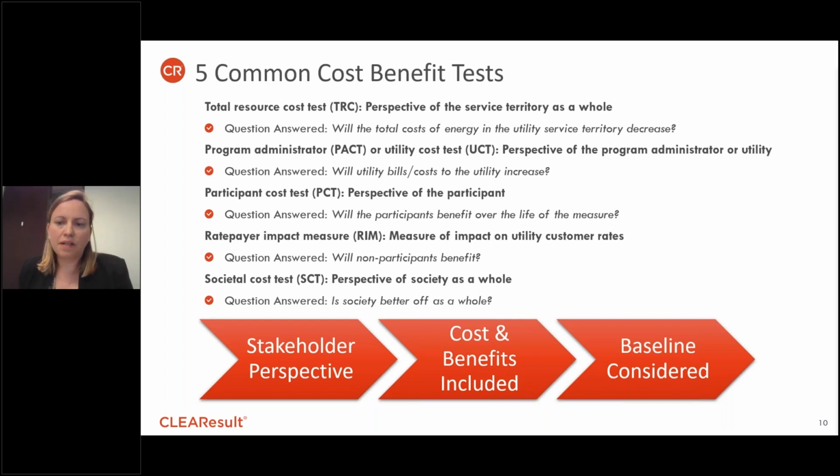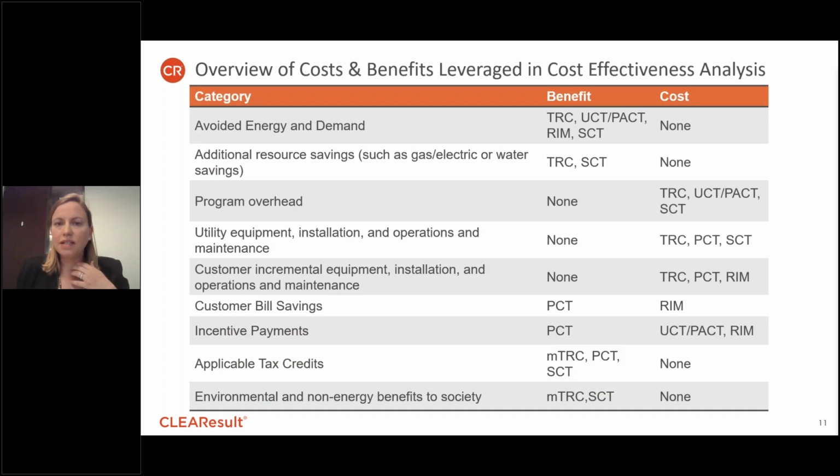So on this next slide, I wanted to take a minute just to introduce that terminology before we get into the details of each cost test. So here on the left, we have categorized the different benefits and different costs we're going to be talking about. This is the whole pool of what will be included for all 5 tests today, but each test is only going to use a unique set of each of these inputs. So the first one I think we're all familiar with is just what is the avoided energy and demand impact. That's always going to be perceived as a benefit no matter what cost test you're looking at.